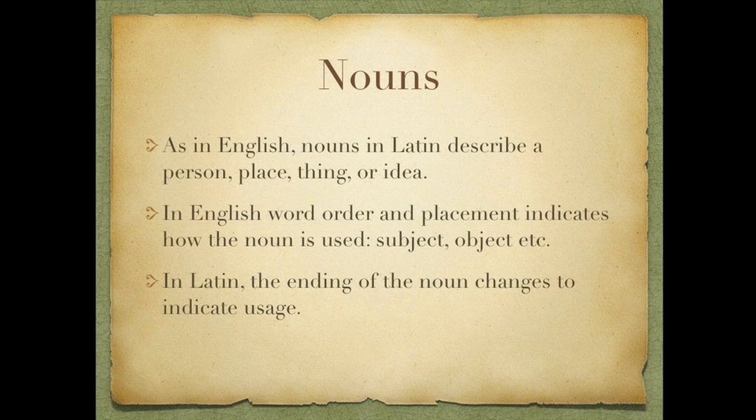In English, the word order and placement indicate how the noun is used, whether it's the subject of the sentence, whether it's the object, or so on. In Latin, the ending of the noun changes to indicate usage. Remember from the last chapter we talked about Latin does not have a set word order, so we can't rely on placement in a sentence when we start to do translations. It all has to do with the endings of the nouns and the adjectives.